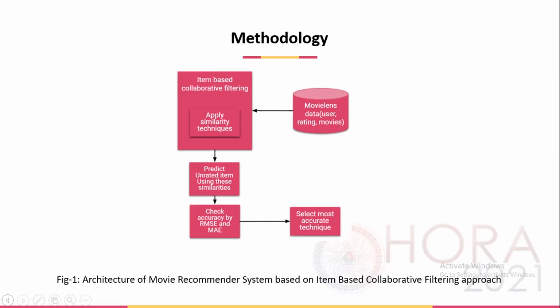So this figure represents the methodology of our research work. Here we used item-based collaborative filtering, and we used a dataset from Kaggle, which is the 20 million MovieLens dataset. Then we applied similarity techniques. After that, we predict unrated items using a similarity value, and then we checked accuracy by using RMSE and MAE.